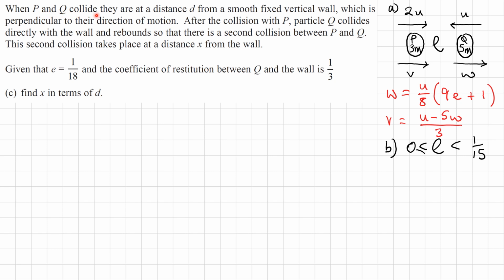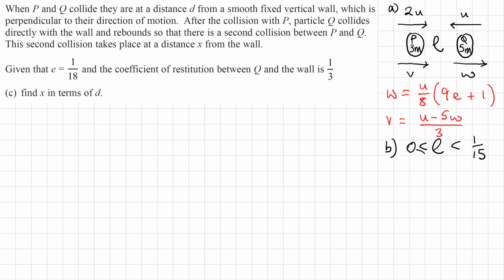When P and Q collide, they are at a distance d from a smooth fixed vertical wall which is perpendicular to their direction of motion. After the collision with P, particle Q collides directly with the wall and rebounds, so that there is a second collision between P and Q. This second collision takes place at a distance x from the wall. Given that e is equal to 1 over 18 and the coefficient of restitution between Q and the wall is 1/3, part C, find x in terms of d.